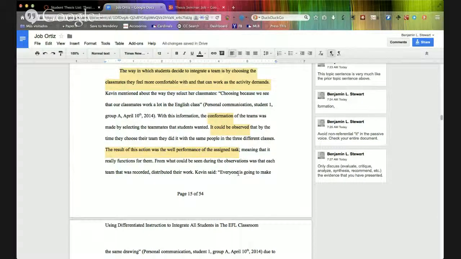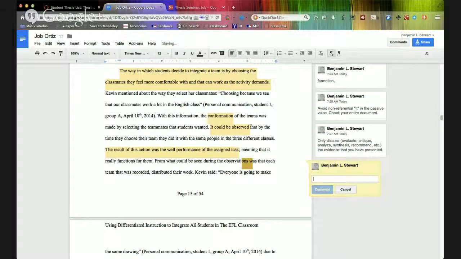Meaning that it really functions for them. So from what could be seen during observations, okay, so what do you mean by distributed their work? Distributed their work.